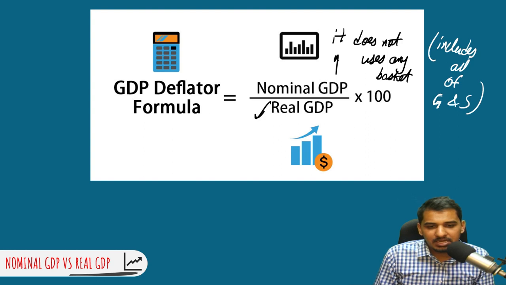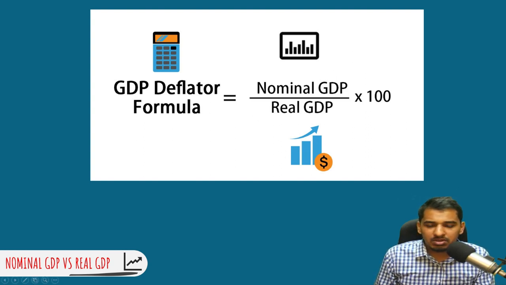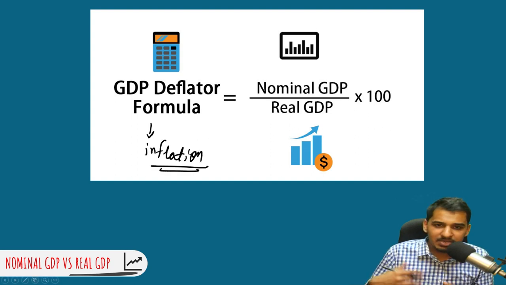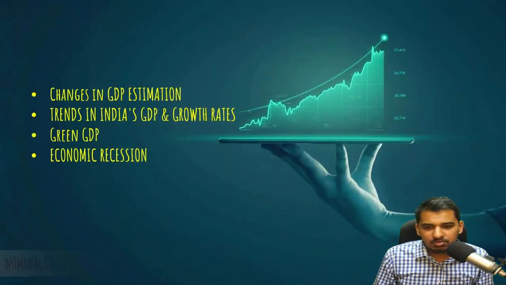And then there's real GDP, which was calculated. So I hope this is clear. This is a way to measure inflation. Even though its name is GDP deflator, it is used for inflation calculation. So a little bit tricky here: the name is GDP deflator, but it is used to calculate inflation. All right, I hope this is clear.